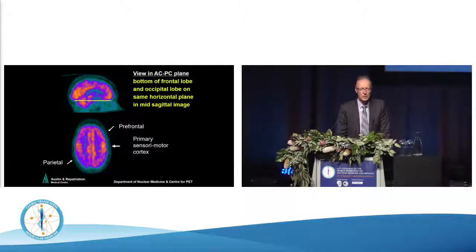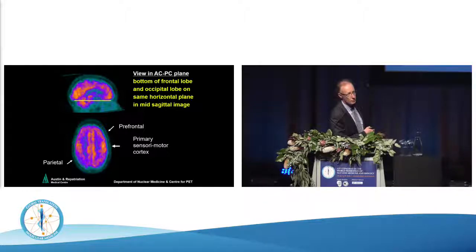Patients with Alzheimer's disease don't go blind and they don't become paralysed because their primary cortex, primary sensory motor and primary visual, is not affected by the disease process. You don't find amyloid there, and you find intact metabolism in those areas. So we can use this as a reference area for reading the rest of this image.